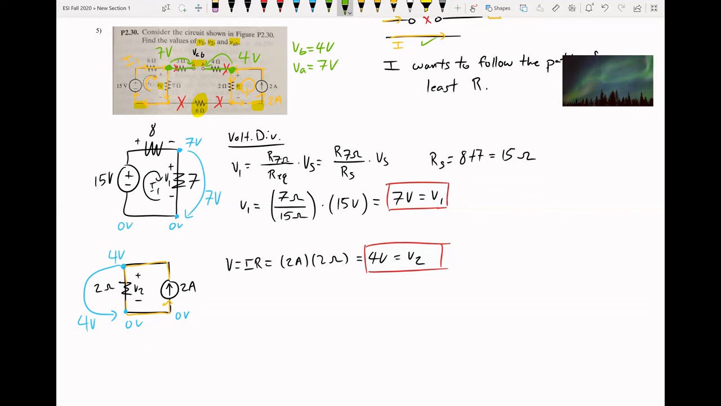So all we need to do is take the difference. VAB is equal to V of A minus V of B. So 7 minus 4 volts will give us 3 volts for VAB.